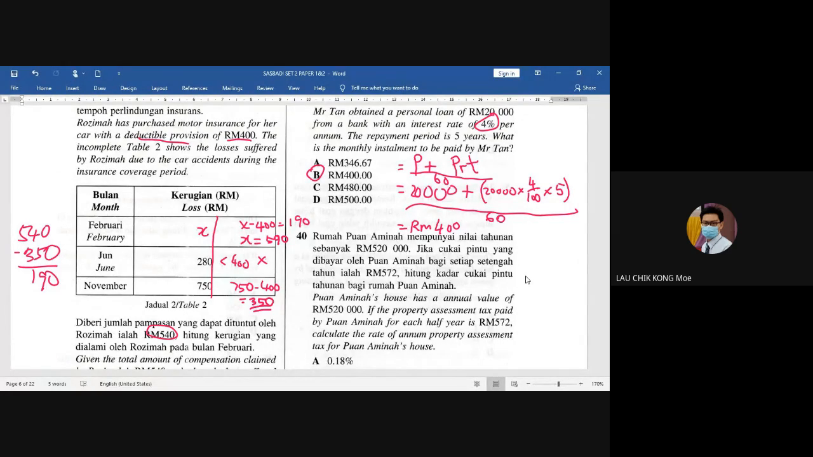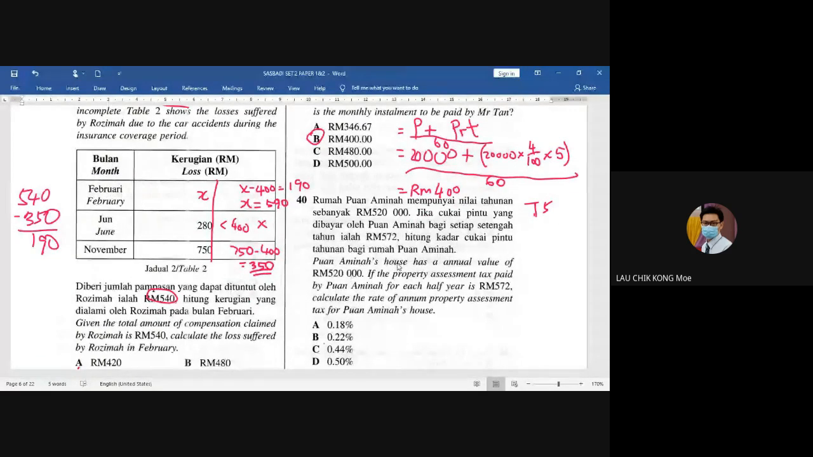Okay, question number 40 is a form 5. Form 5 syllabus. Form 5 questions. That is taxation, cukai. Puang Amina's house has an annual value of 520,000. Okay, annual value. Okay, harga rumah dia 520,000 lah. Maybe this is a semi-D or somewhat. Property assessment test paid by the Puang Amina for each half year. This is a half year only. Year time. Normally we count 1 year, right?